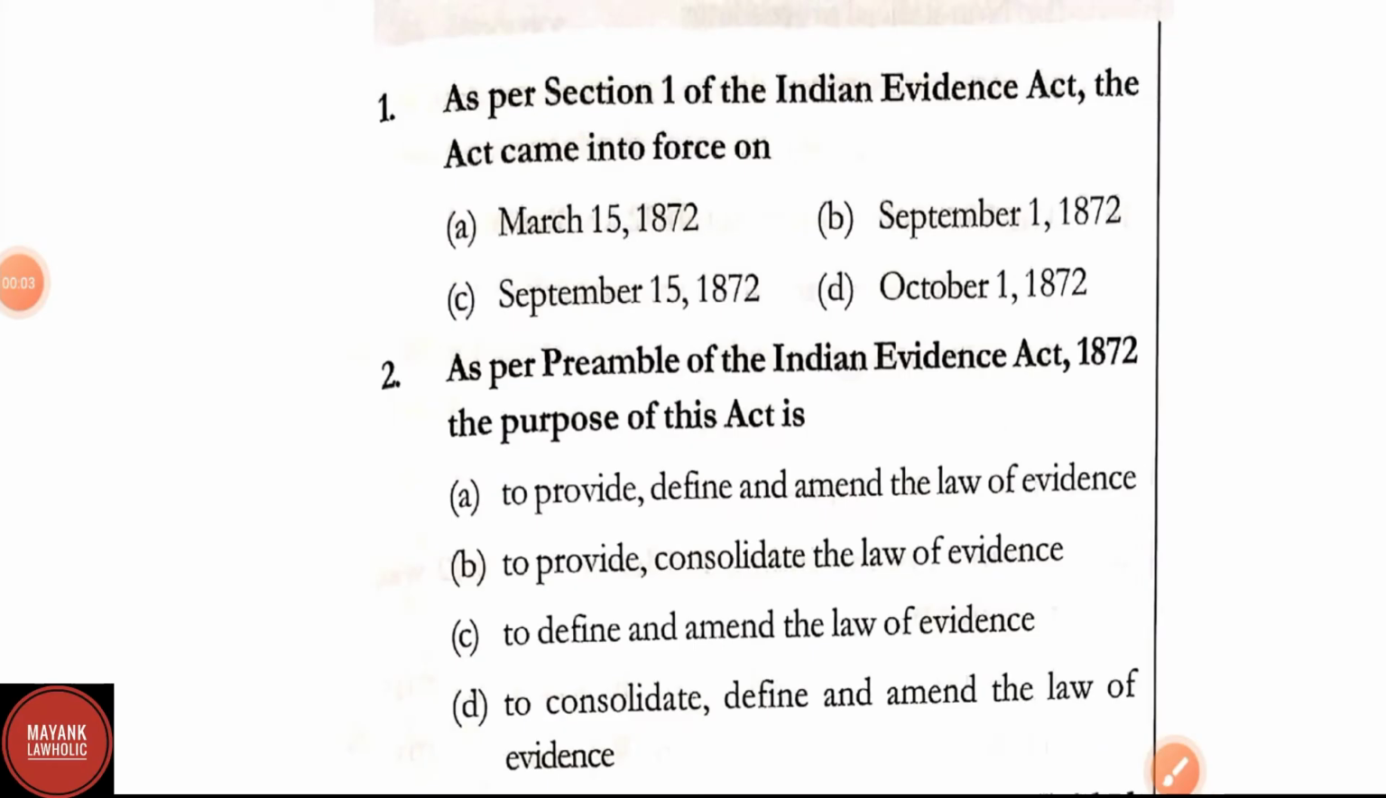Hello everyone, in this video we will discuss MCQs of Indian Evidence Act. These MCQs will be more than 1000. So let's get started from question number 1.